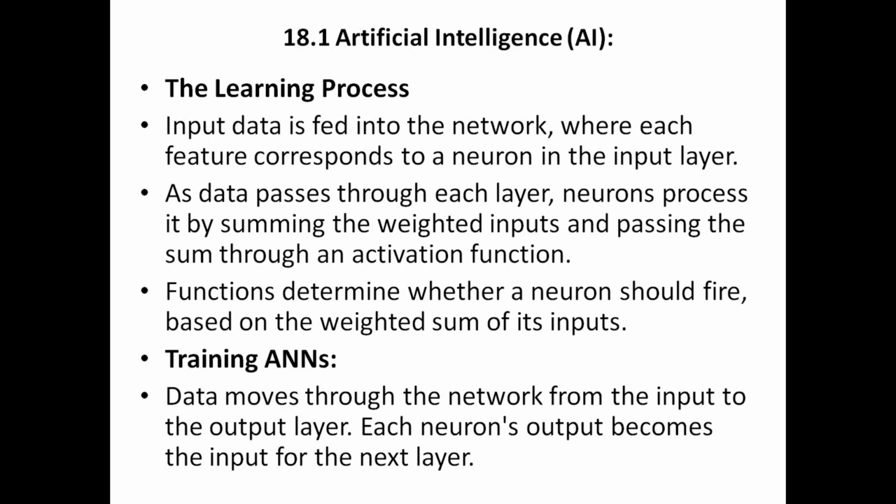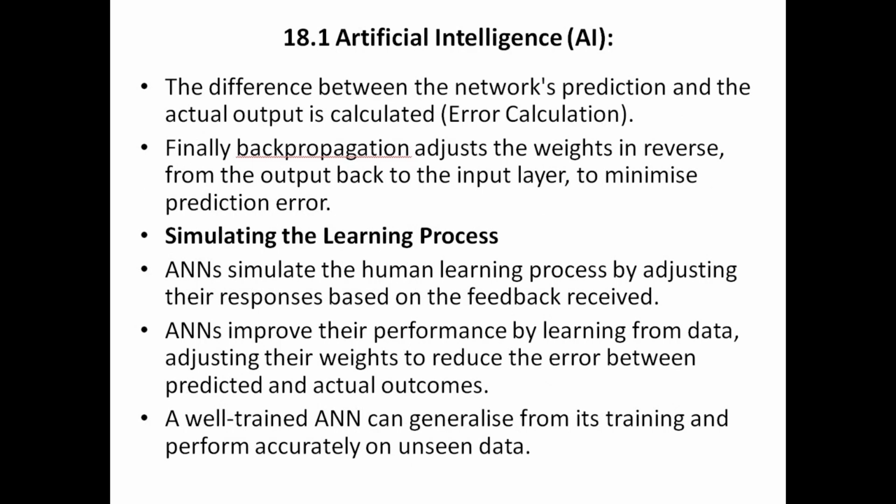Now, how do you train an ANN? Data moves through the network from the input to the output layer. Each neuron's output becomes the input for the next layer. The difference between the network's prediction and the actual output is calculated, and this is known as the percentage error, or basically the error calculation. Finally, backpropagation is used to adjust the weights in reverse from output back to the input layer to minimize prediction errors on the next run.